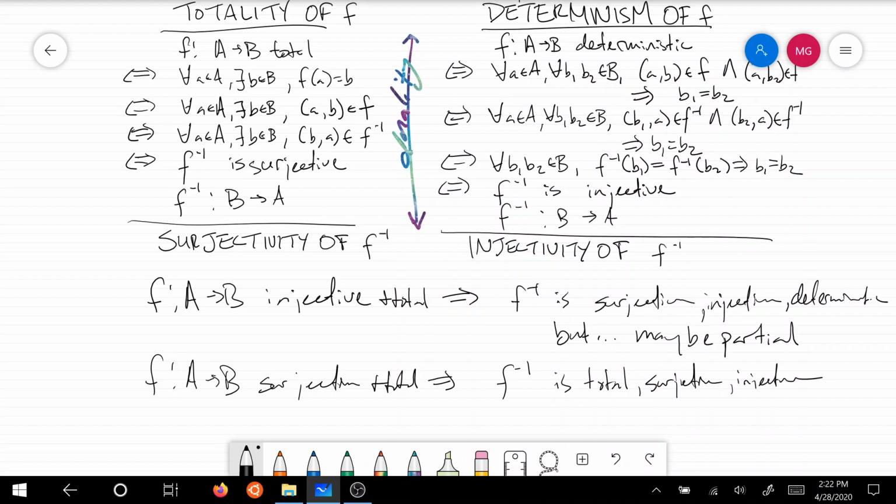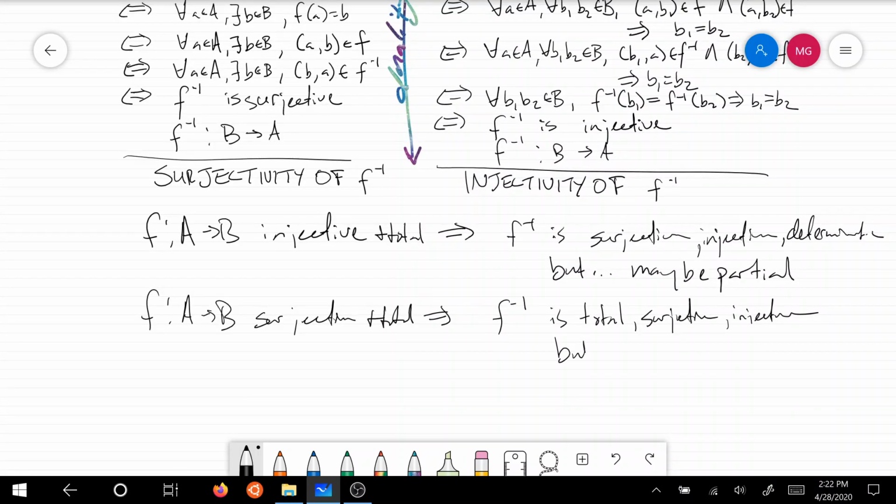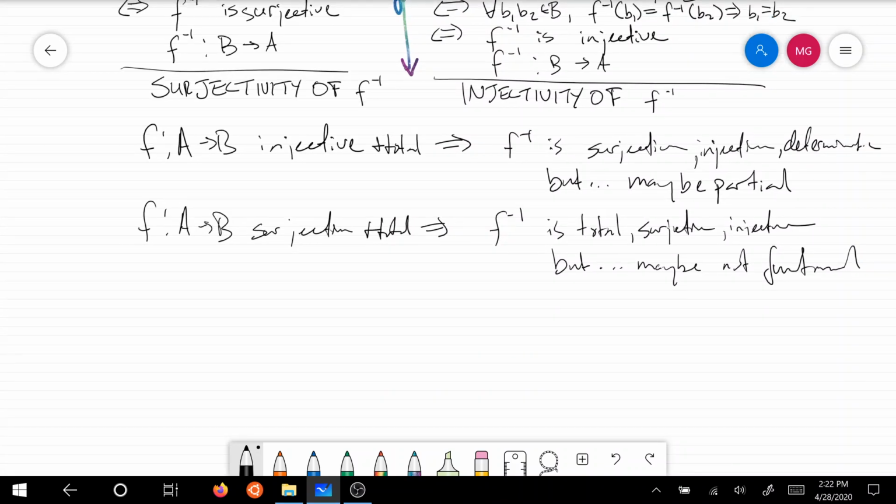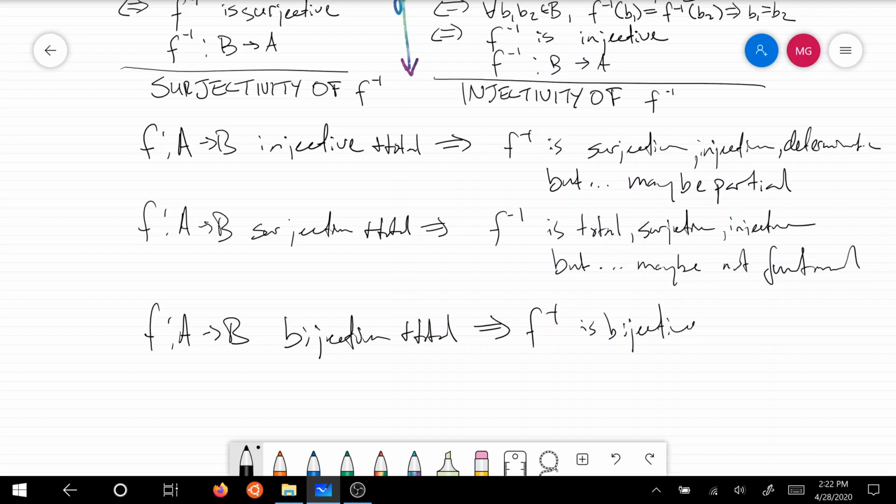But maybe not functional. Okay, so then we can finally sort of conclude by conjunction that if f from A to B is bijective and total, then f inverse is bijective and total. Right? So bijective functions have well-defined inverses.